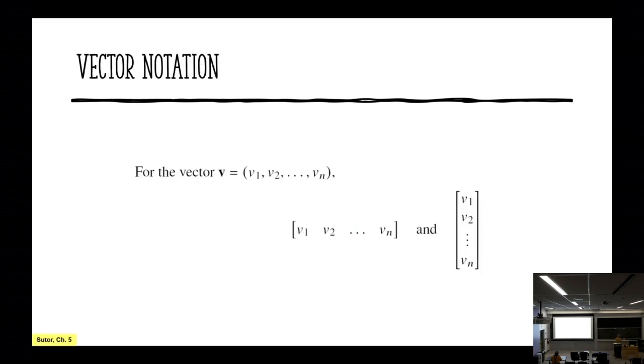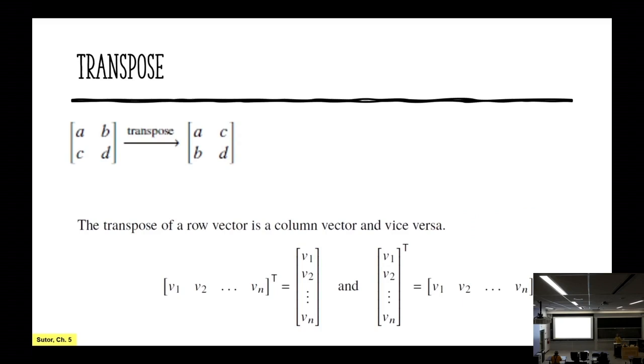All right, so vector notation. If we have a vector V, we can express it as a matrix, either as a row matrix or a column matrix. An important property of matrices is what's called the transpose. The transpose of a matrix is the new matrix you get by reflecting the elements across the diagonal.